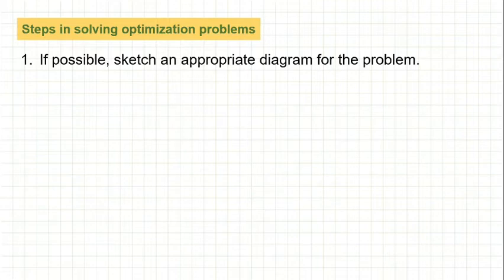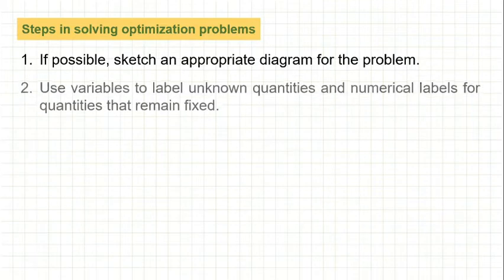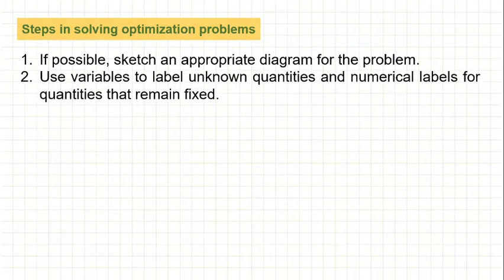By sketching the appropriate diagram, mas malalaman natin kung ano yung hinahanap sa problem or ano yung approach na gagawin natin para ma-solve yung problem. Then after that, we are going to use variables to label unknown quantities. So here, papangalanan natin yung mga unknown quantities by a variable. Whatever variable na gagamitin natin, okay lang yon. Then, we are going to use numerical labels naman for quantities that remain fixed or constant.